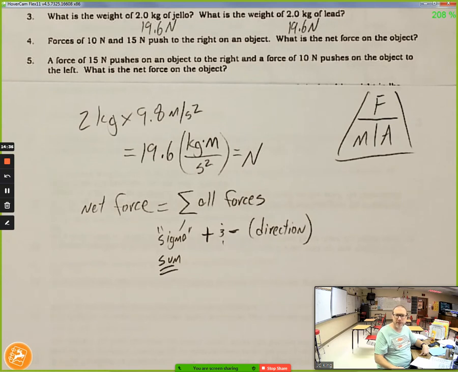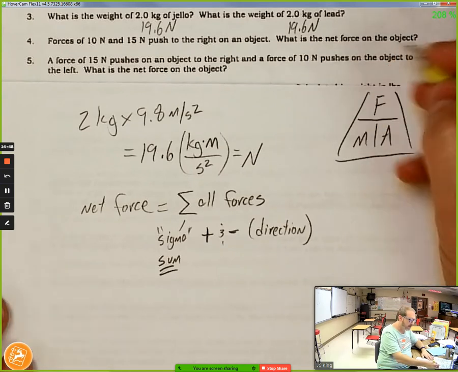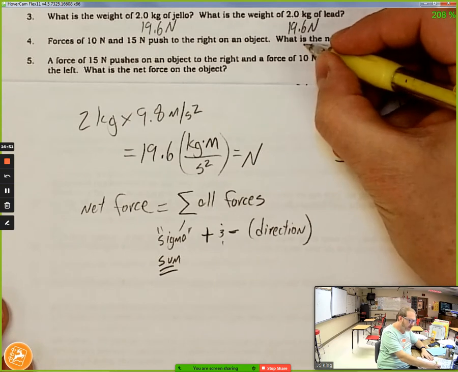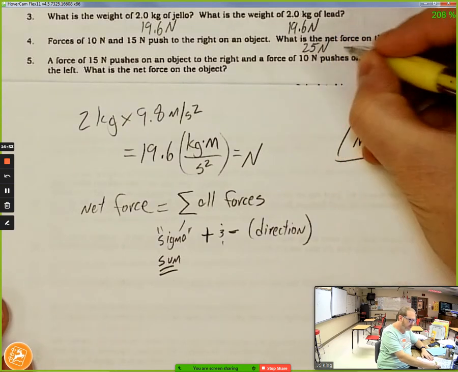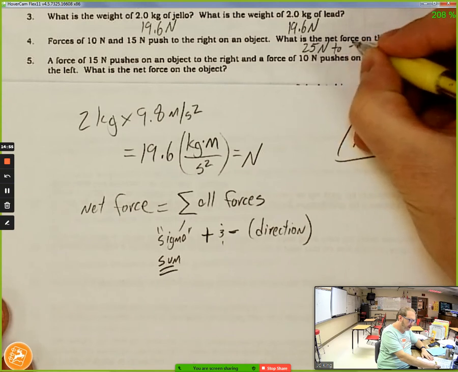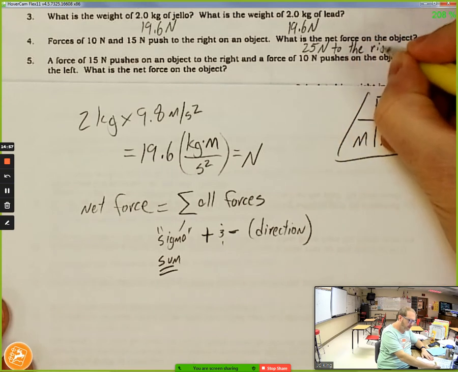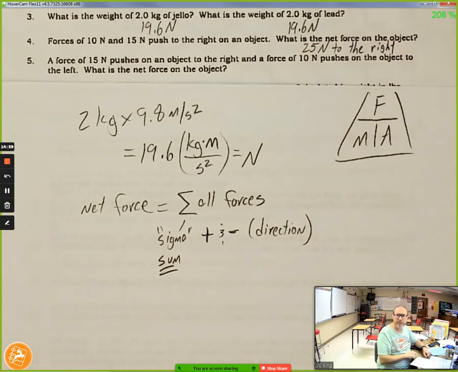So the sum of all forces. We've got 10 newtons and 15 newtons pushing to the right. They're pushing in the same direction, so I wouldn't have to make either one of those negative. So 10 plus 15 means the net force is going to be 25 newtons to the right. Okay.